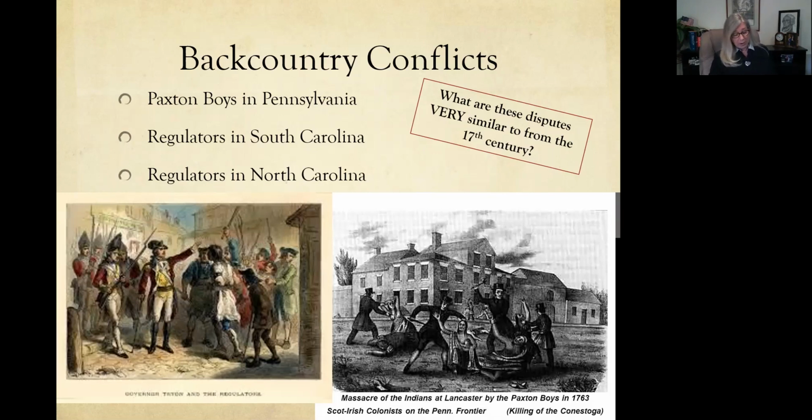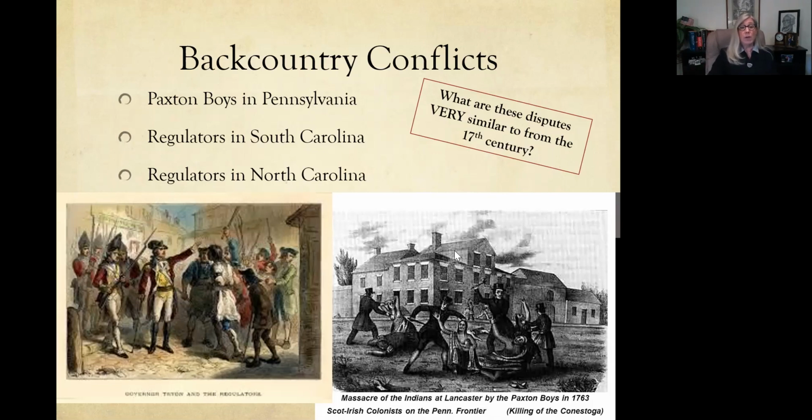Ultimately, Benjamin Franklin gets involved here. He defuses the situation. But the key importance here is it highlights this difference of life in the backcountry versus the more settled urban areas, and how these settlers are not going to stand for being considered second-class citizens.